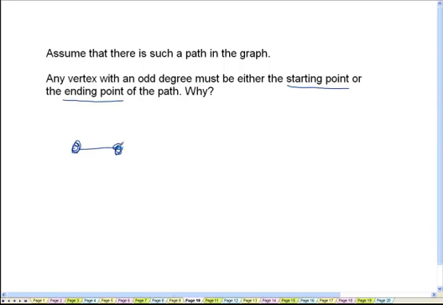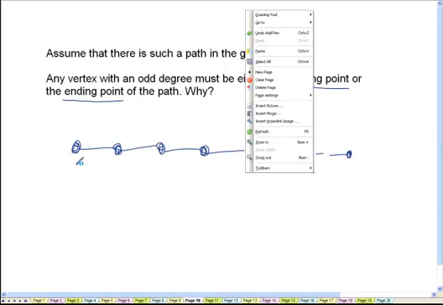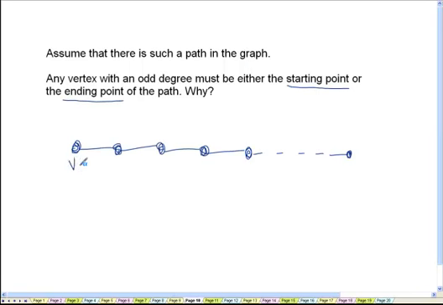Okay, so if we say that the path had, say, k vertices, let's say this vertex is v start, this vertex is v end, and if we have a vertex with an odd degree, now it is possible for it to appear in the middle, but it must appear either as the start vertex or as the ending vertex, because you may return back to that vertex somewhere in the middle, but then you will also get out of that vertex.